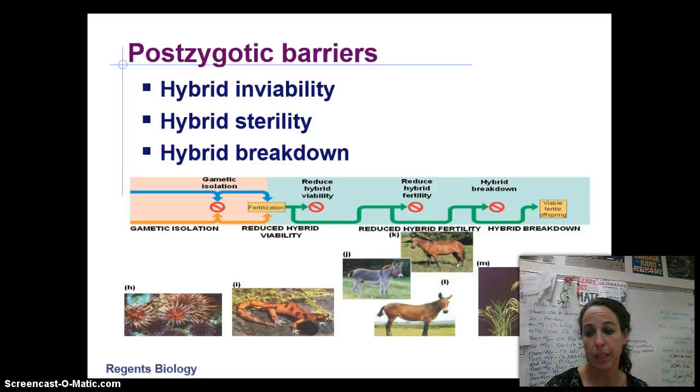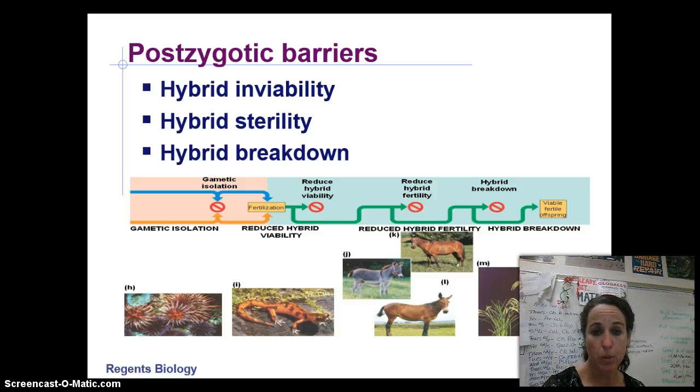Reduced hybrid viability, or hybrid inviability, like it's written on your sheet, means that there's a miscarriage. So the baby is never born, it dies. Okay, so the baby dies before it is even born. So that's hybrid inviability. That's the first type. The second type is hybrid sterility. Hybrid sterility means that the 2 parents mate and they get an offspring, but the offspring cannot reproduce.